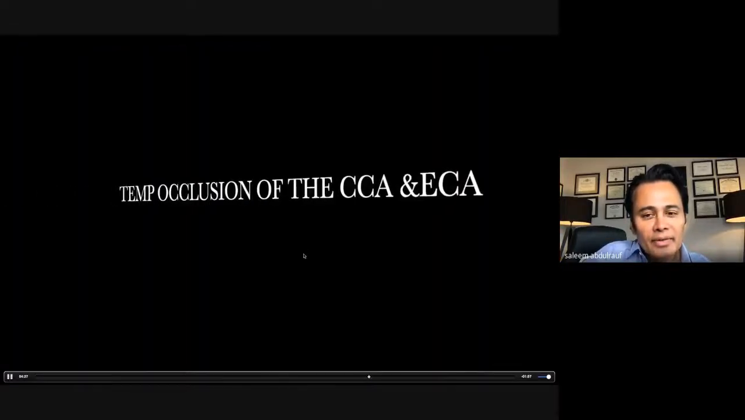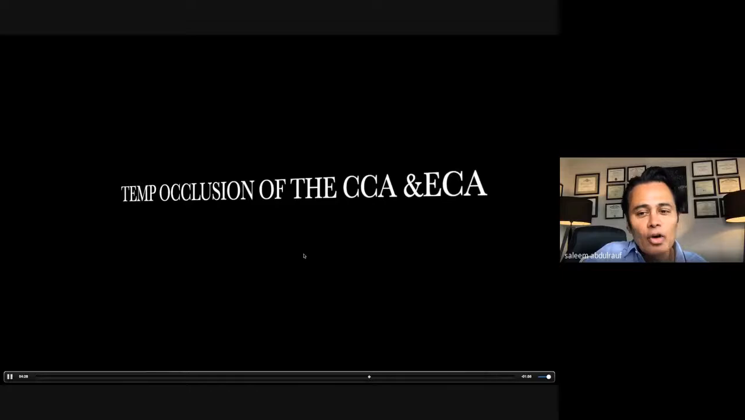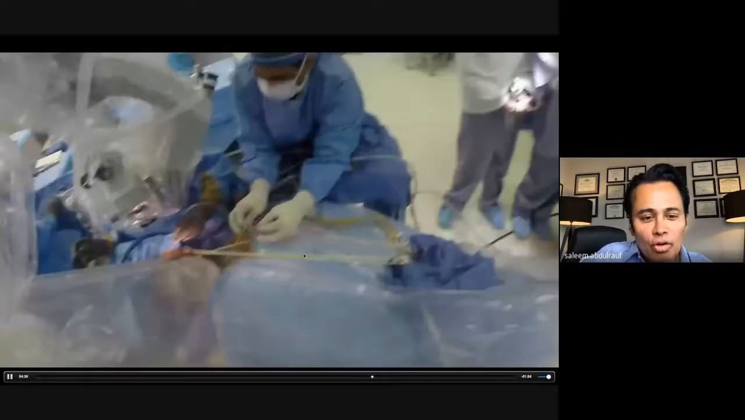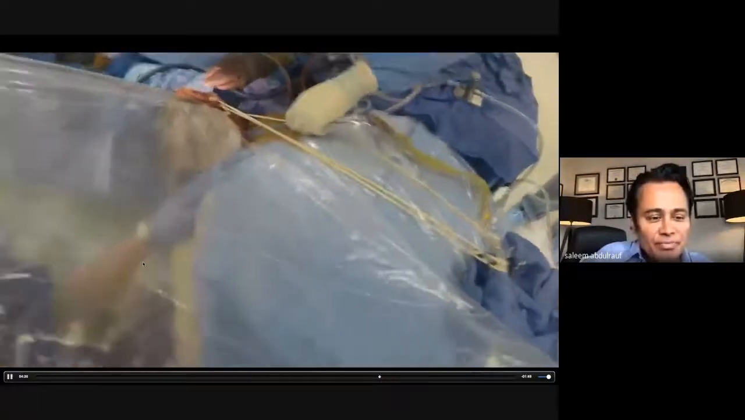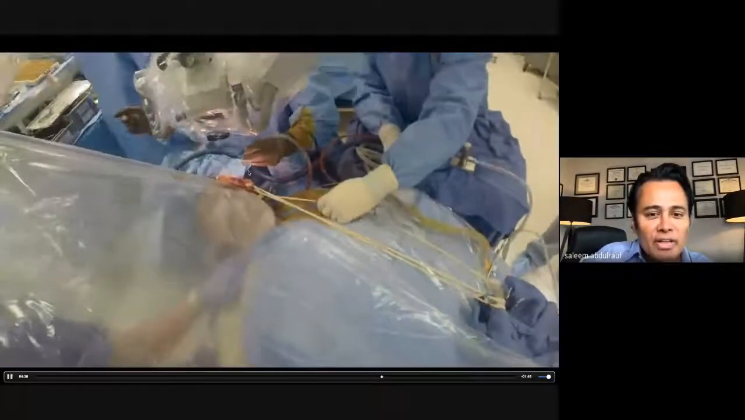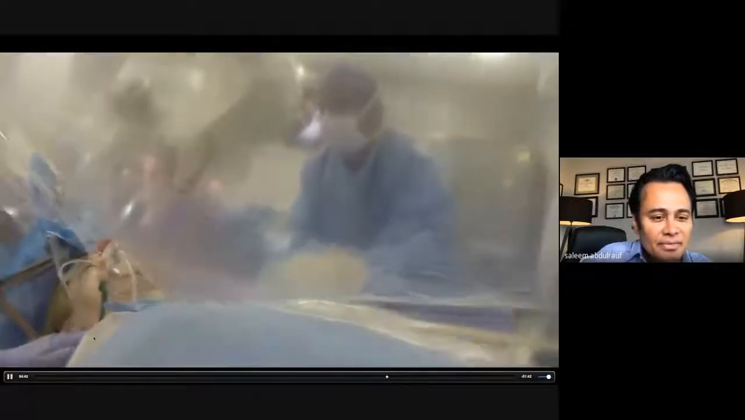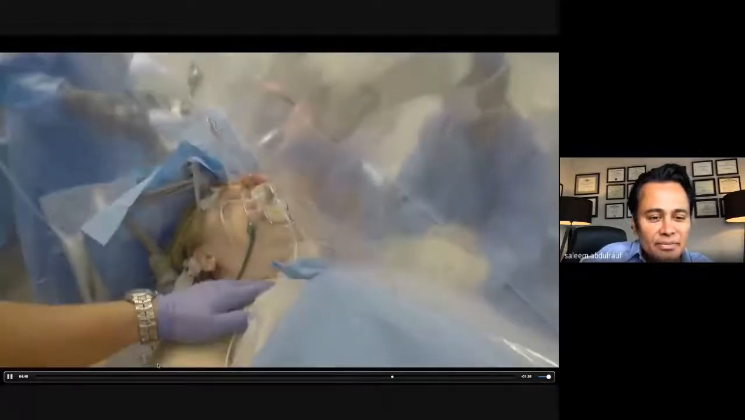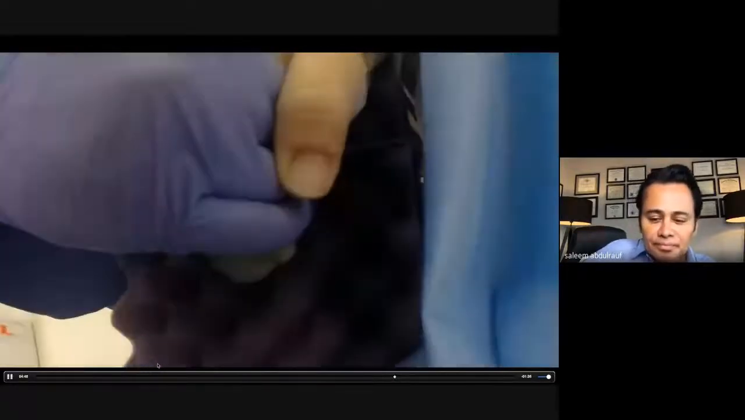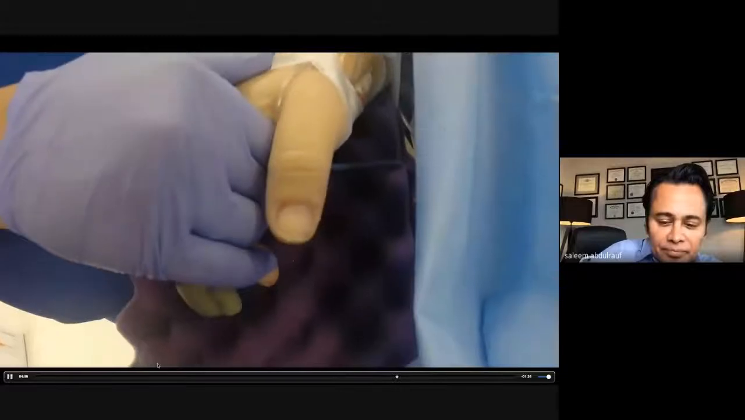Now we need proximal control. This is an important step. This is why the awake makes a difference. We're occluding the carotid in the neck. The carotid is occluded on the left side. Then you squeeze my hand again. Good. Let go. Perfect. Okay, so we're occluded.